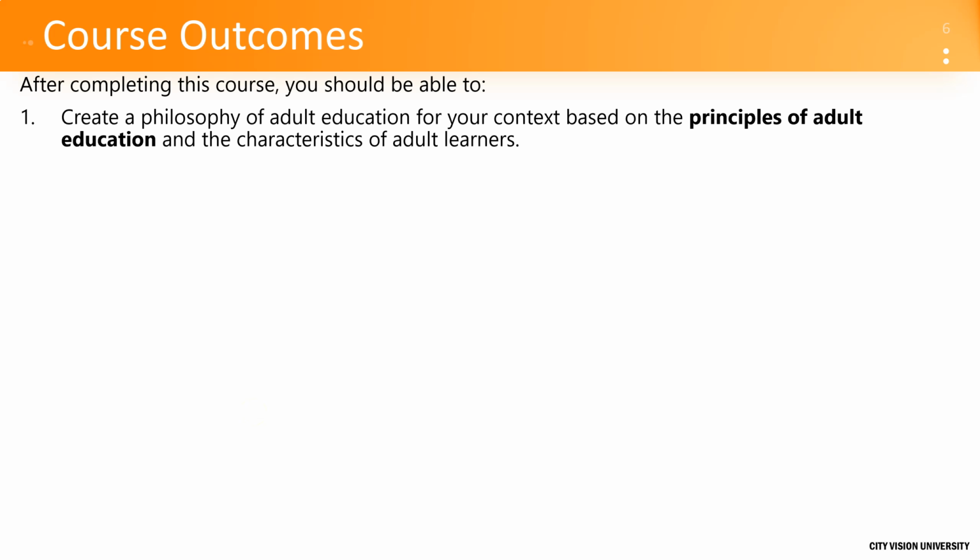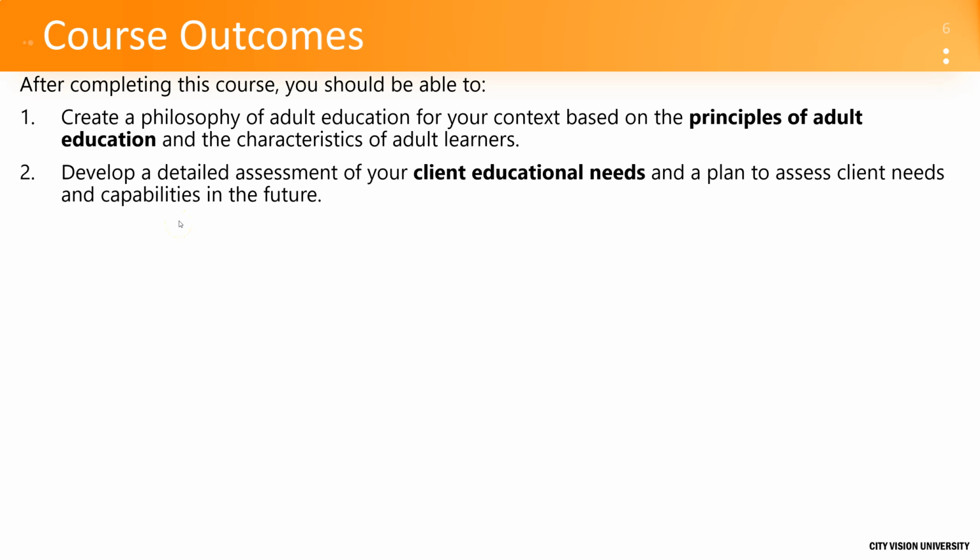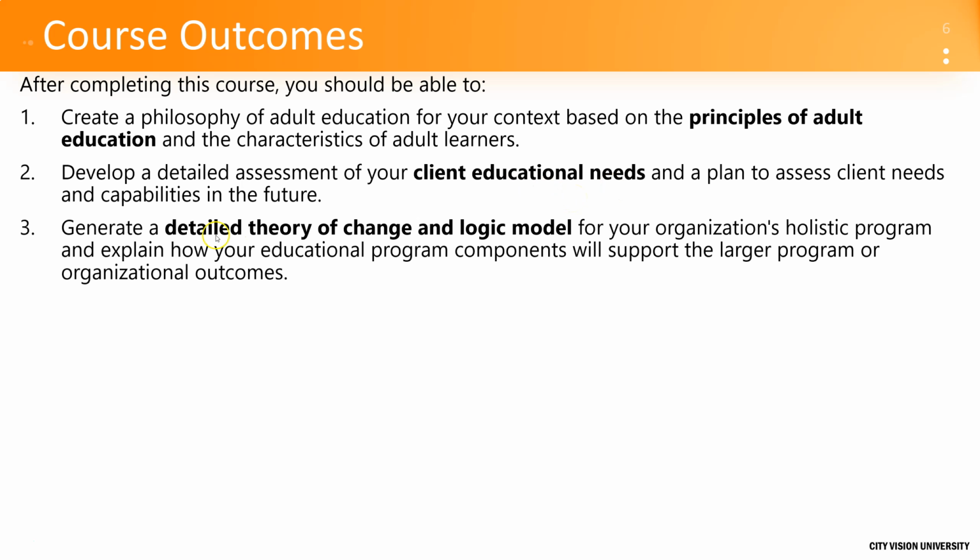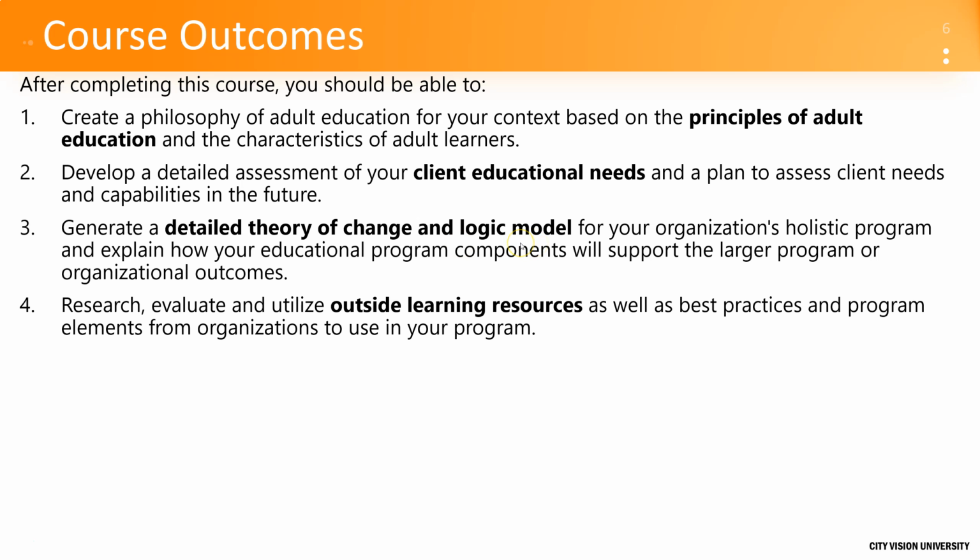So the course outcomes, after completing this course, you should be able to, the first part is going to be creating a philosophy of adult education based on the principles of adult education. Then you're going to focus on client educational needs and assess those needs, generate a detailed theory of change and logic model for your organization, then research, evaluate, and utilize outside learning resources. So many educators think they have to reinvent the wheel, so they just spend tons of money generating everything originally, not recognizing they could have bought it for a lot less.